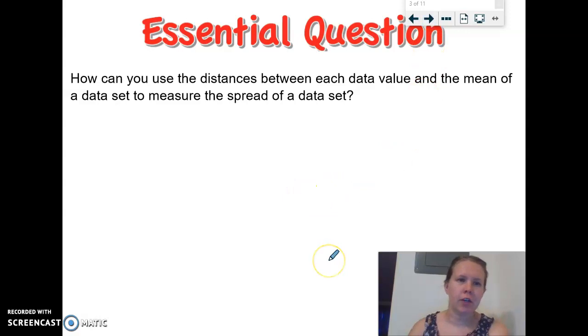So our essential question: how can you use the distances between each data value and the mean of a data set to measure the spread of a data set? So basically this is what we're going to be doing when we're doing our MAD. What happens is that we are measuring the distance from each value to the mean. So how far away is the data from the actual mean that we get? And then how can we use this to interpret the rest of the sets of data that we have?